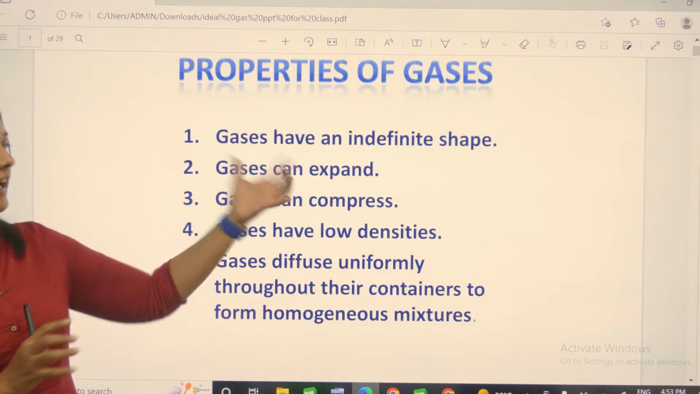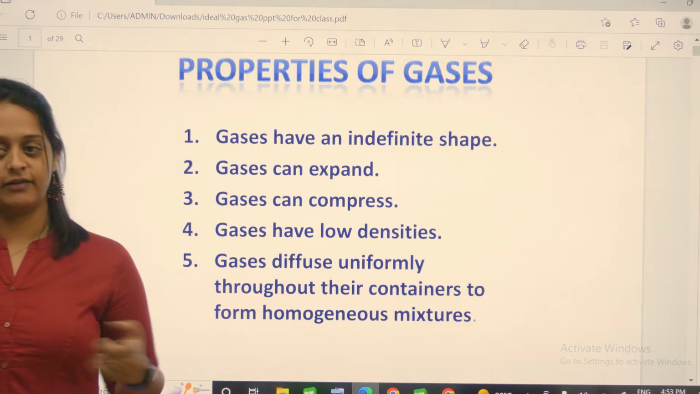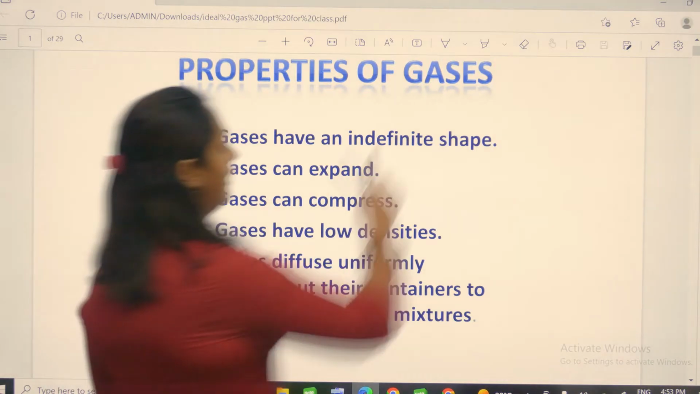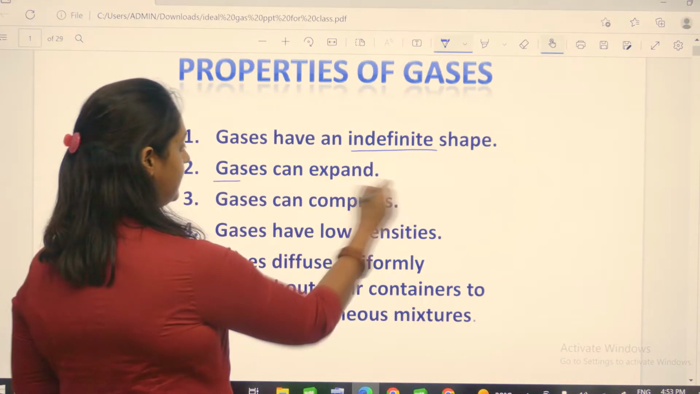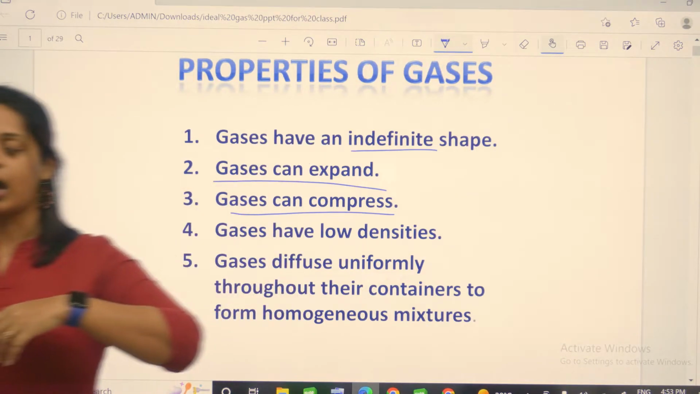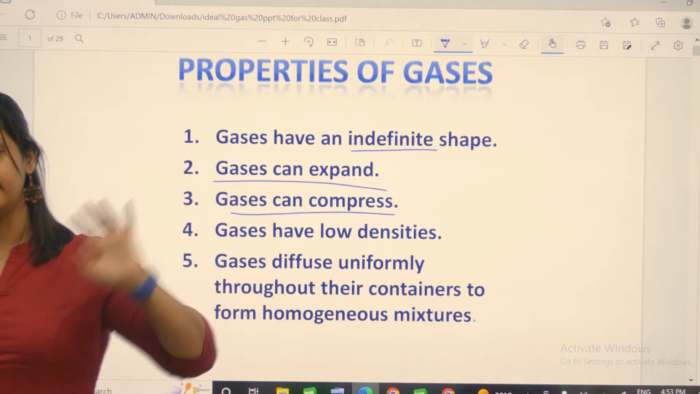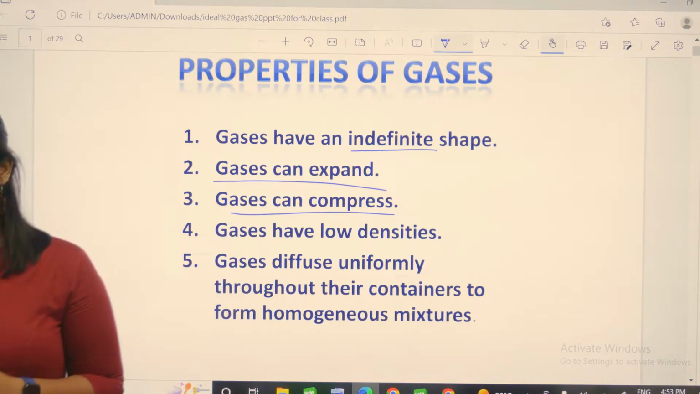Okay. So first thing, what all do I know about gases? They have indefinite shape. I've been studying this from class 7. Gases have indefinite shape and indefinite volume. These two things I've been studying since ages. Gases can expand and gases can compress. They occupy whatever space is available. So that means there are huge spaces between them.